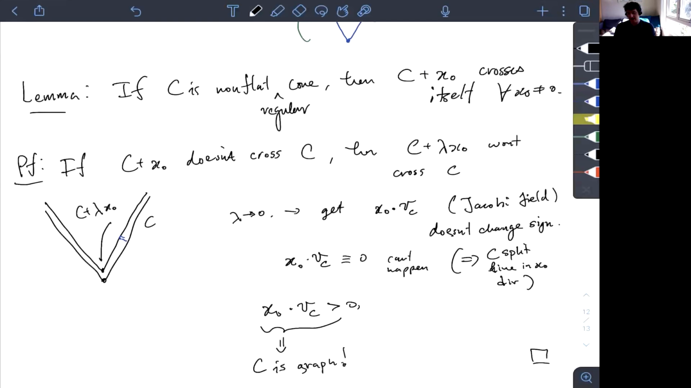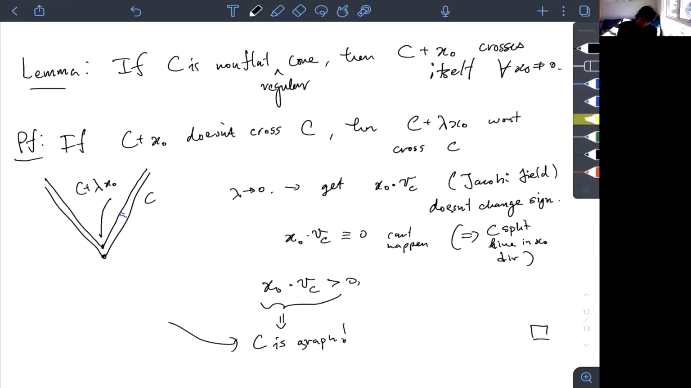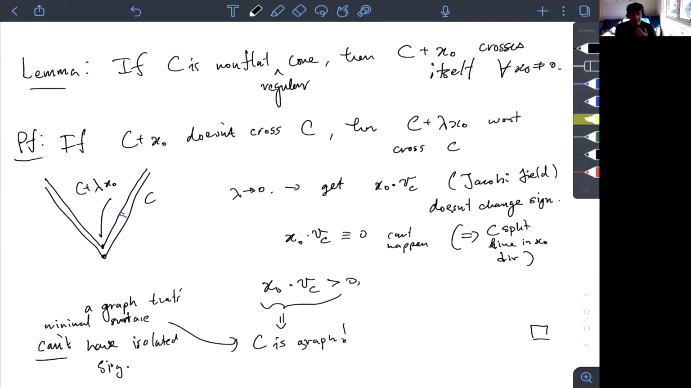because, well, there's a variety of ways of concluding here, but a graph that's a minimal surface can't have isolated singularities, right? So you can't have an isolated singularity of a graphical minimal surface. Of course, we've seen that for a non-graphical minimal surface, there are these cones which have isolated singularities, but it can't happen in this case. Okay, so that proves the lemma.